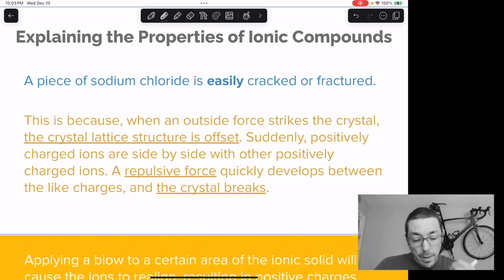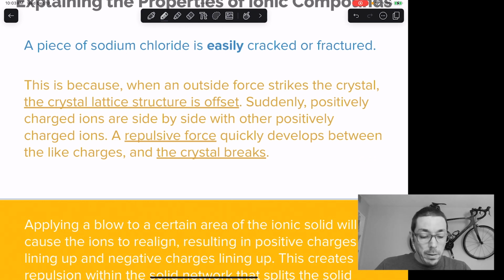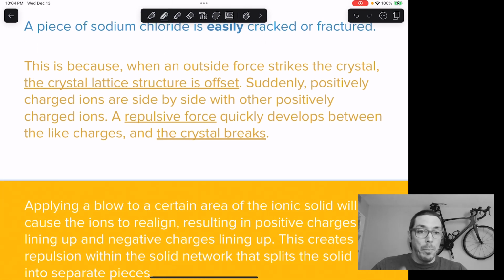The reason for that is applying force to a certain part of that compound shifts the network structure so that you don't have the alternating plus minus anymore. Some rows that are not hit stay, and the one that gets hit shifts down a bit. And what that causes is positive charges to line up with positive charges and negative to line up with negative.